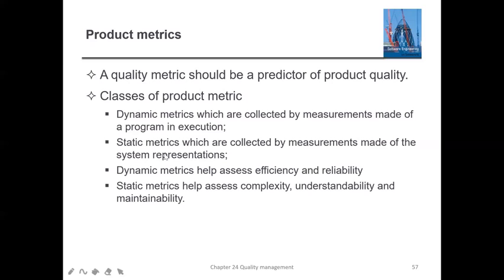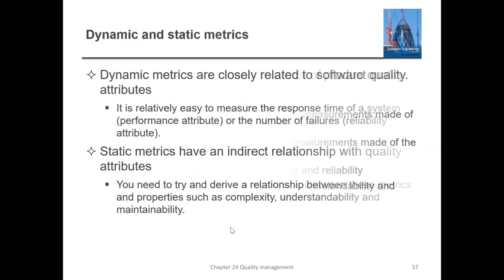What is happening in your static metrics? These are collected during your design time, coding time, or you can say the documentation phase. This will be helpful to assess the complexity, understandability and maintainability of a software system, and it has an indirect relationship with the quality attributes. So these are the two classes of product metrics.